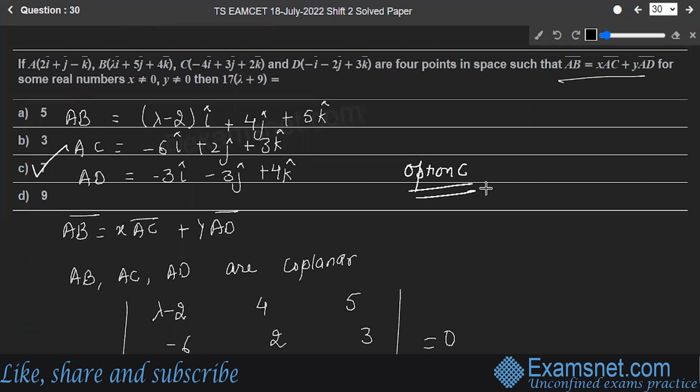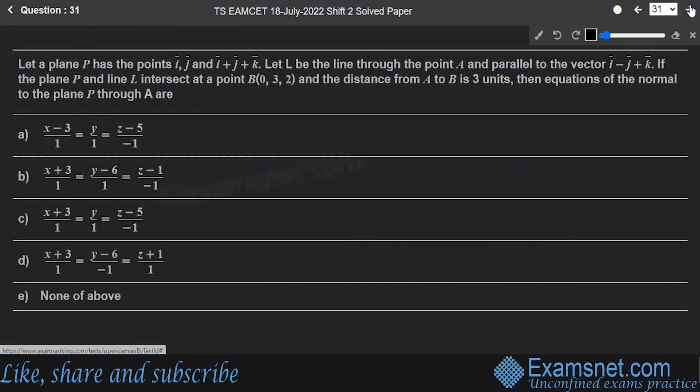Hope you got that. Then let's move to the next question, number 31. Let a plane P have the points i, j and i plus j plus k. Let L be the line through the point A and parallel to this vector. If the plane P and line L intersect at point B, then the distance from A to B is 3 units. Then equations of the normal to the plane P through A are. Now, here equation of the line.